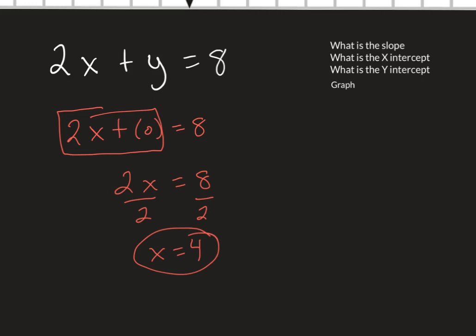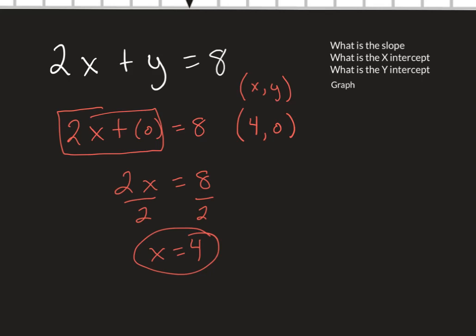Now, I plugged 0 in for y, so when x is 4, y is 0. So I can make an ordered pair out of that. When x is 4, y is 0. Right? Remember our ordered pairs are x and then y? So I plugged 0 in for y, and I got 4 out for x. So there's my ordered pair for my x-intercept. How do I know it's my x-intercept? Because I plugged a 0 in for y.